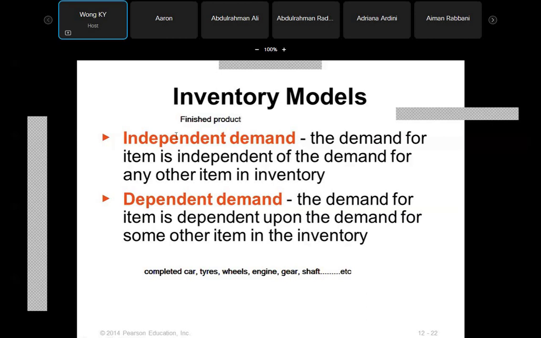So I hope that is clear. Finished product is normally known as independent demand because the demand for finished product only depends on the demand from the end customers, and it does not depend on the demand for any other items in the inventory list.